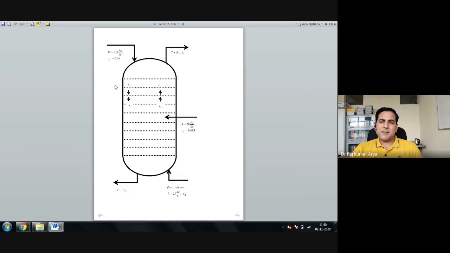So if you write a mass balance, let's say for this first plate here, just write what is coming to this and what is going out from here.